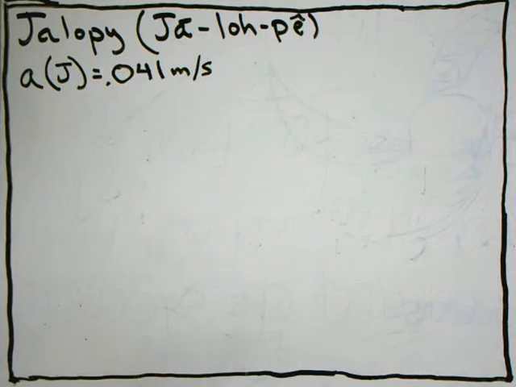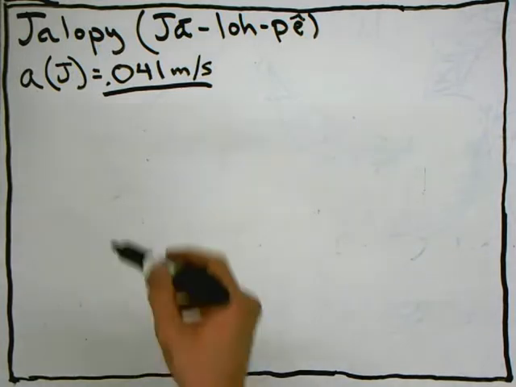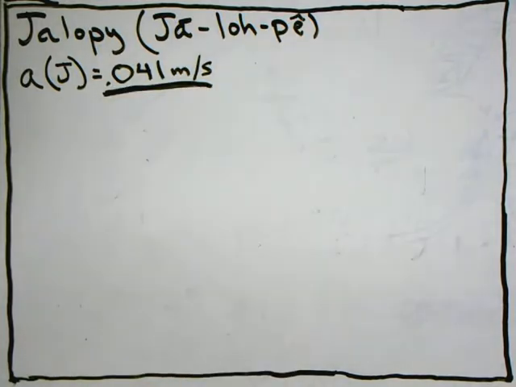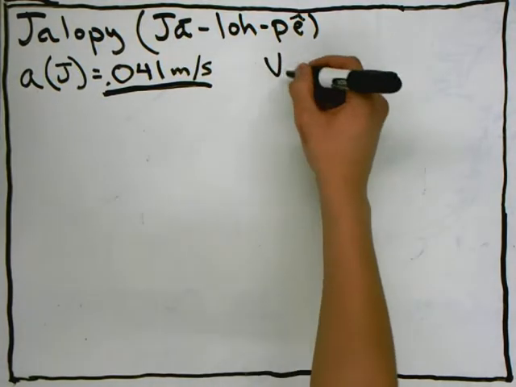Okay, so today we are going to be finding how long it takes a jalopy to accelerate to the speed of light with this acceleration. And we are also going to be finding how much distance the jalopy is going to cover as it's accelerating to the speed of light with this acceleration. Now, first we're going to use this kinematics formula.